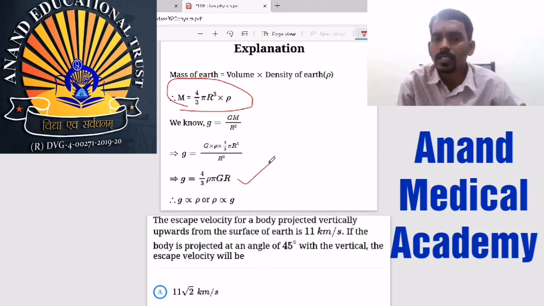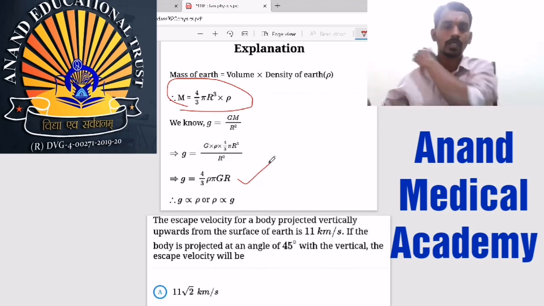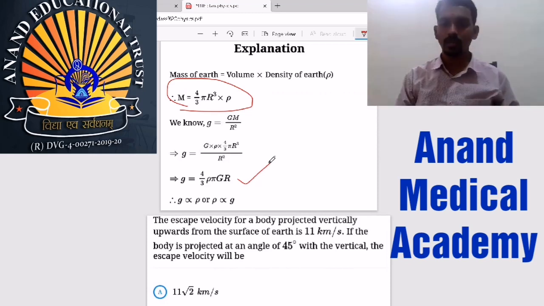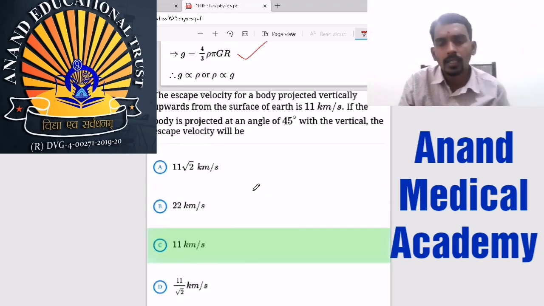So now here G, as it is changing from point to point, the density depends on what? G. That is the conclusion. Because capital R is radius, that will not change. Capital G is constant, that will not change. 4 by 3 pi is constant, that will not change. So the two variables are G and rho.